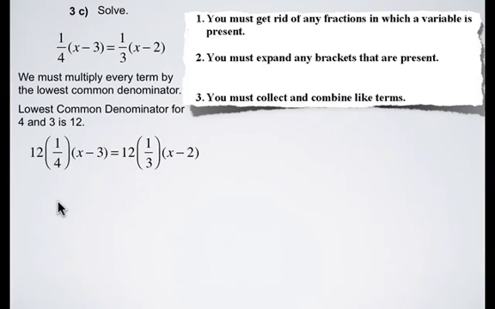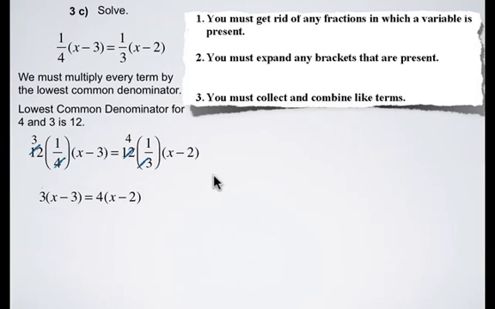So the left-hand side of the equation is going to simplify: 12 times a quarter, or 12 quarters, simplifies to be 3 whole. And 12 times 1/3, or 12 thirds, is the same as 4. So we end up with 3 times x minus 3 on the left-hand side, and on the right-hand side, we have 4 times x minus 2.